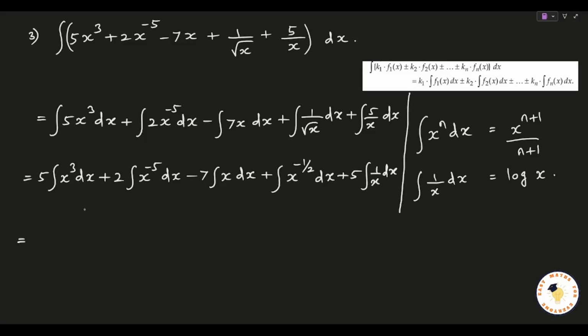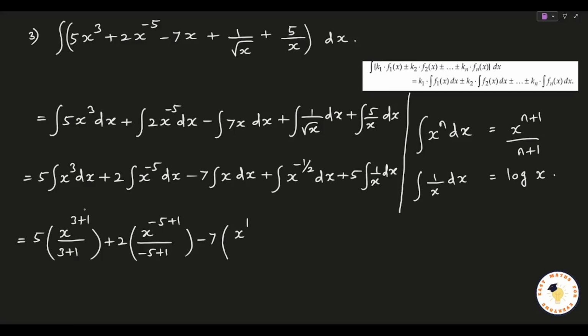And further reducing we get 5 times x power 3's integration, which is x power 3 plus 1 by 3 plus 1, plus 2 into x power minus 5's integration, which is x power minus 5 plus 1 by minus 5 plus 1, minus 7 into x, which is x power 1, right?